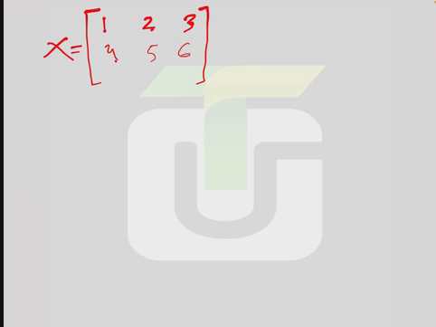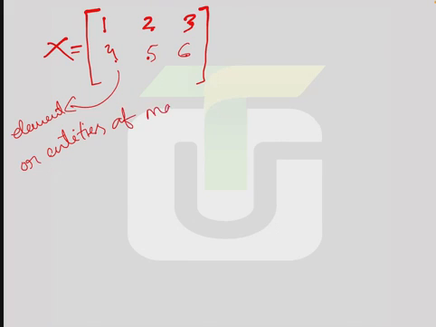These are called elements or entities. These are the elements or entities of matrix A. Next, this horizontal placement is called a row, and this vertical placement is called a column.